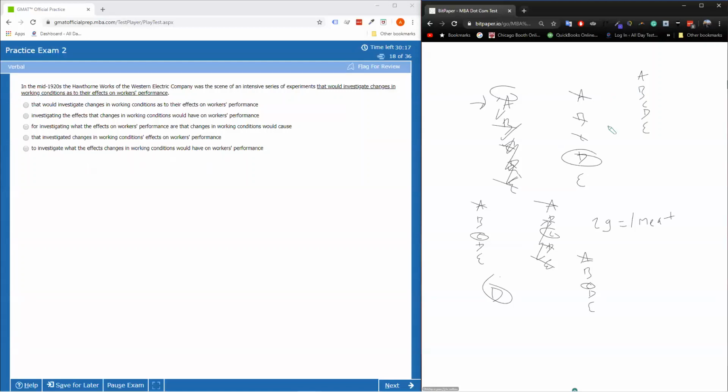Investigating. I don't think that makes it hypothetical. It's not hypothetical. For investigating, I don't think that's idiomatic. That investigated changes in working conditions effects on workers' performance. It's sort of like that. To investigate's not right. In the mid-1920s, the Hawthorne Works of the Western Electric Company was the scene of an intensive series of experiments that investigated changes in working conditions effects on workers' performance.